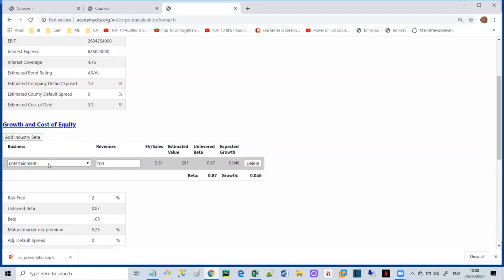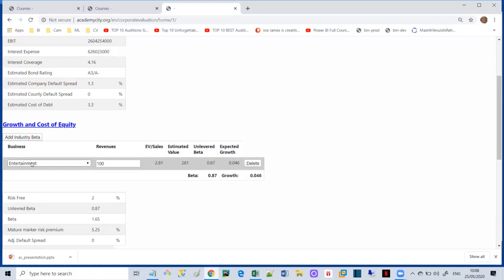For now, I'm only looking at the growth rate, what the analysts think it's going to be in the next 5 years. According to them, the forecast is 4.6%. Now, that's what they think in the industry of entertainment.